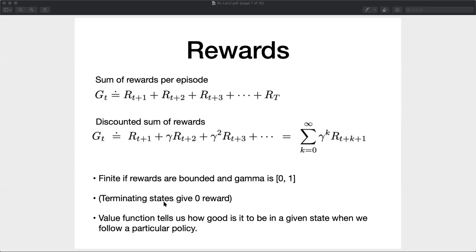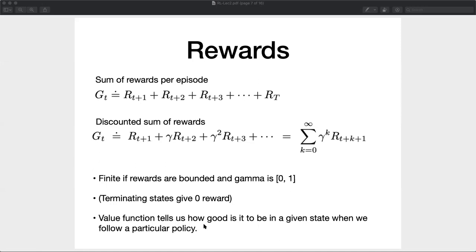This is just in practice. We usually give the terminating state, if there is one, a reward of 0. But the value function then tells us how good it is to be in a given state when we follow a particular policy. That's kind of what we're doing here.